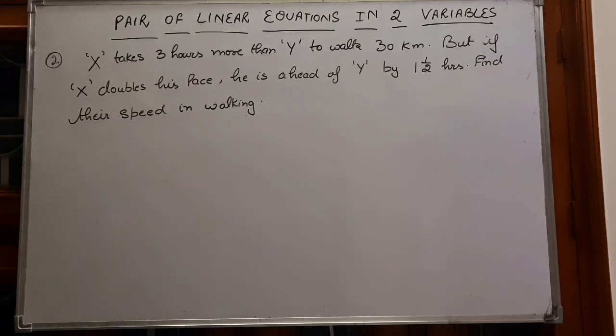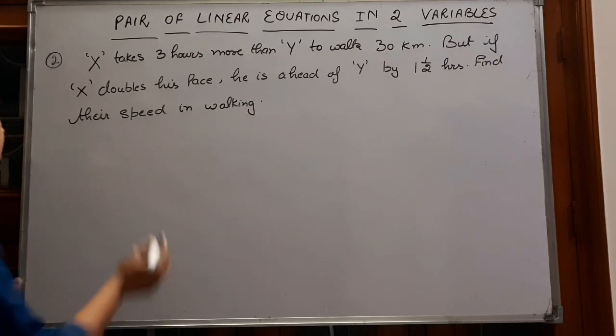X takes 3 hours more than Y to walk 30 kilometers. But if X doubles his pace, he is ahead of Y by 1 by 2 hours. Find the speed in walking.